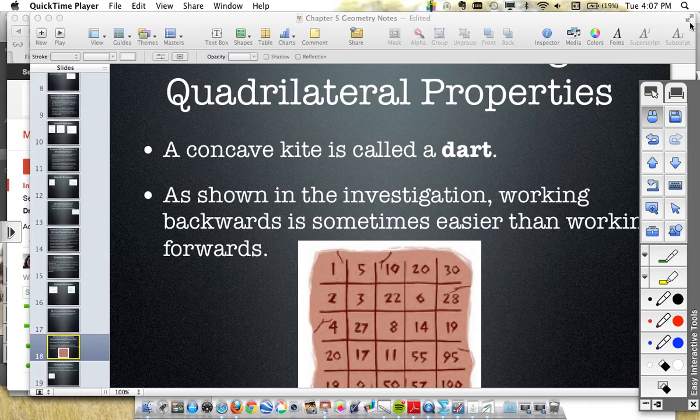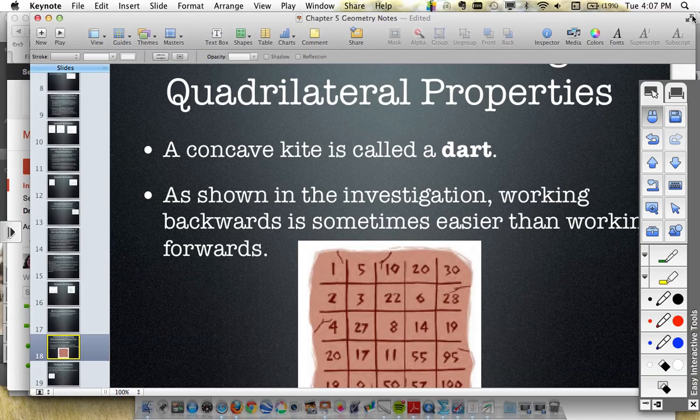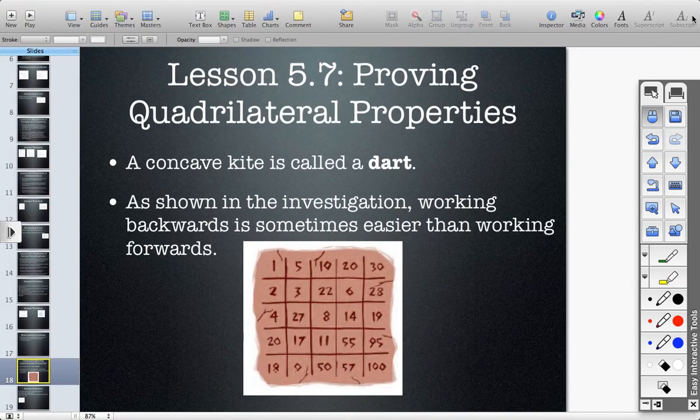All right, so we are finishing up with lesson 5.7. This will be the last lesson of 9th grade math. That's pretty exciting. In this lesson, we talked about an investigation where the whole point was how can we solve a problem and then apply that theory to developing our proofs.